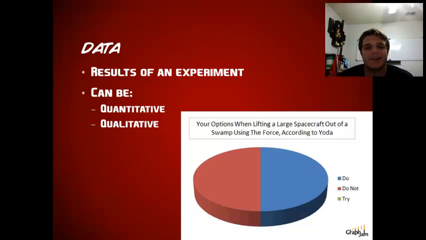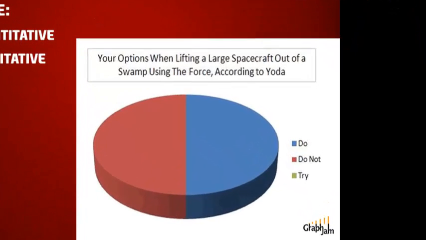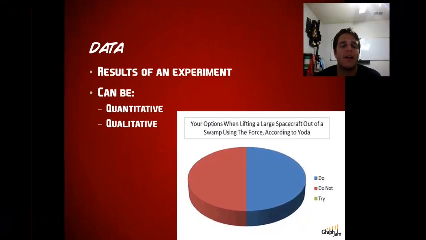And if you'll see right here on the right, we have a graph. Most data is represented by graphs, okay? And this graph is kind of humorous. It says your options when lifting a large spacecraft out of a swamp using the force according to Yoda. And if you're a fan of the Star Wars movies, you know that Yoda says, do or do not. There is no try. So understanding that data can be represented in graphs, whether they're pie graphs, bar graphs, or line graphs, is very important.